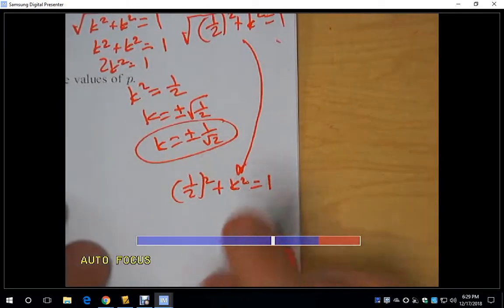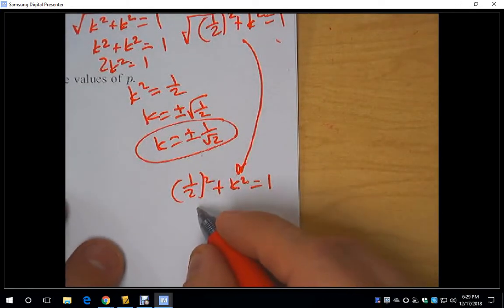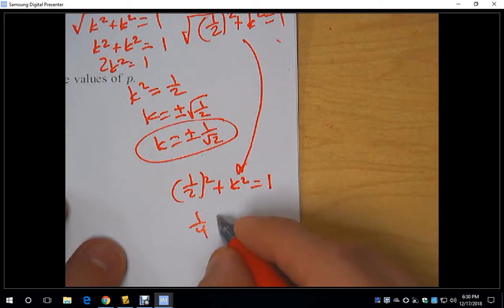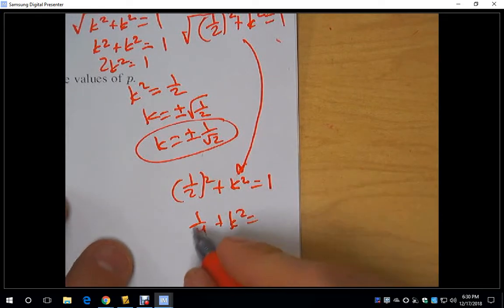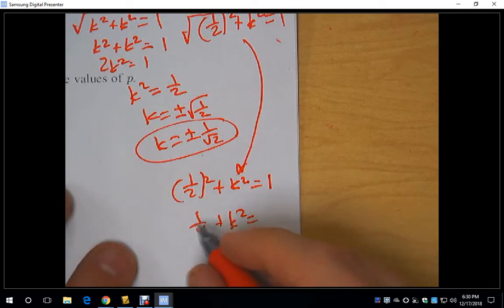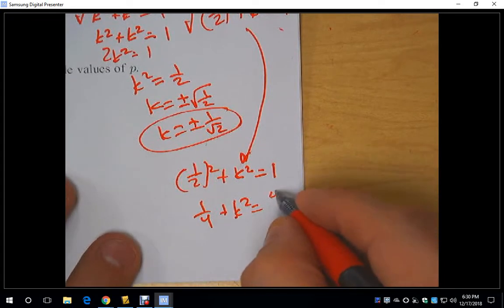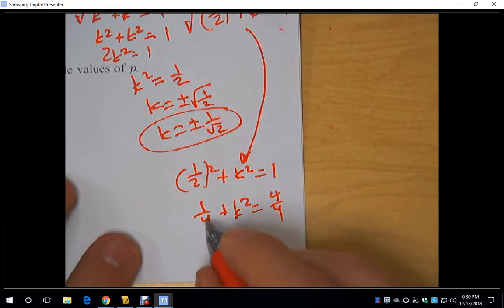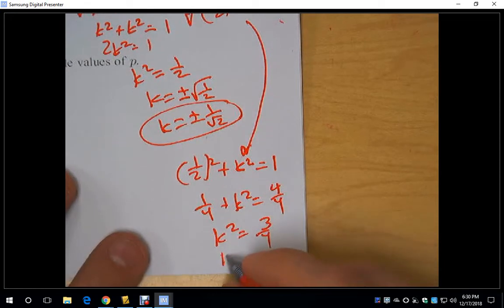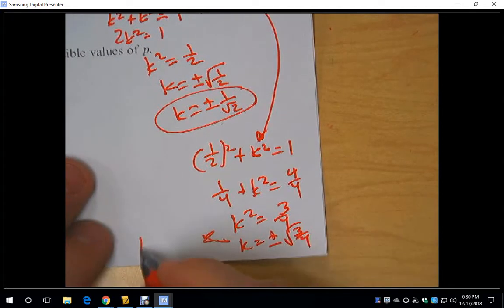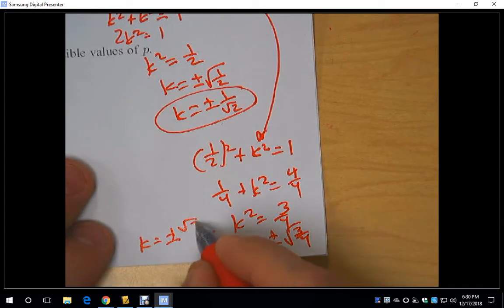And then 1/2 squared gives me 1/4 plus k squared equals 1. I'm going to have to subtract 1/4 from both sides, so I'm going to make this 4/4. I'll subtract 1/4 from both sides. That gives me k squared equals 3/4, and then take the square root. k equals plus or minus the square root of 3/4, or k equals plus or minus the square root of 3 over 2.